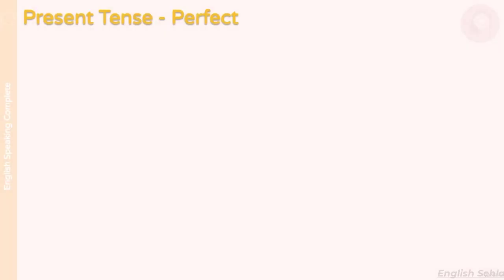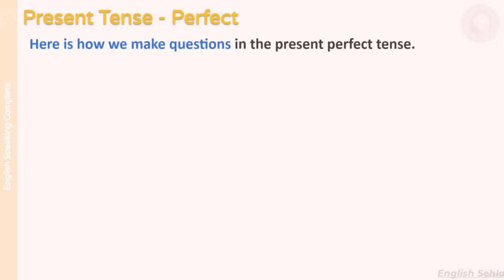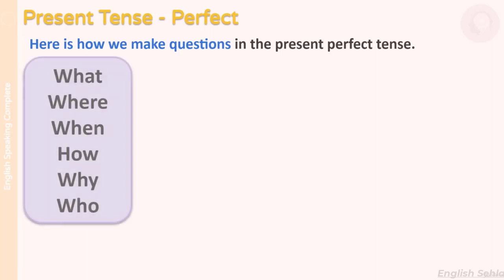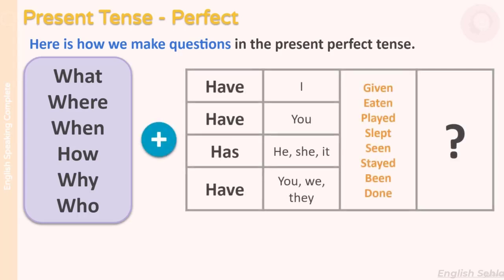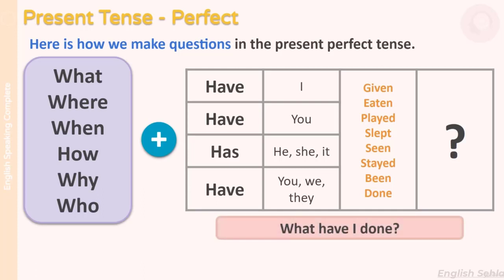Okay, so in question form, this is how we make questions using the present perfect tense. These 6 awesome W words here, plus have or has, and then our pronouns with past participle. We can add some detail, maybe some clauses here, and a question mark. Here's an example. What have I done?